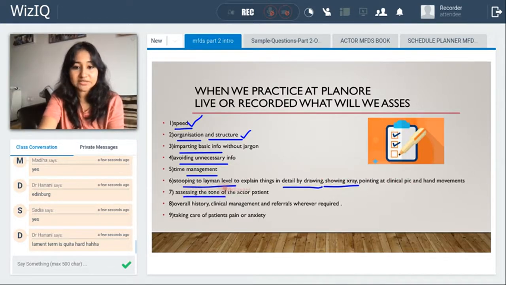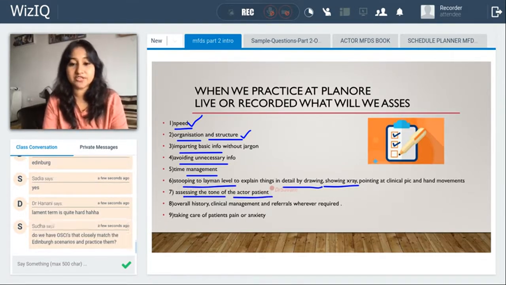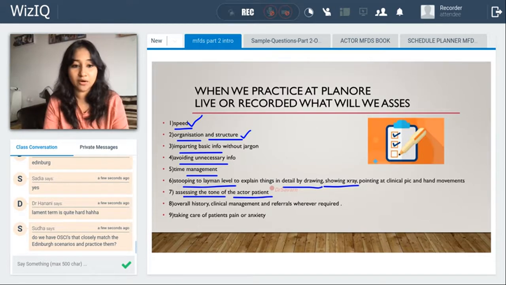Assessing the tone of the actor patient. Try to understand, because there are some OSCEs where the actor patient might be really angry. Try to understand what they are feeling at that point and tend to their needs, instead of trying to build your own point. Overall history, clinical management, referrals whenever required. Taking care of the patient's pain or anxiety.